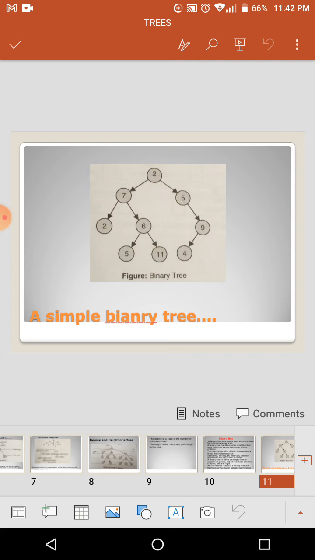So a maximum of 2 elements is given for every parent. And next, the other child of 2 is 5. 5 has one child, that is 9, and 9 has only one child, that is 4.